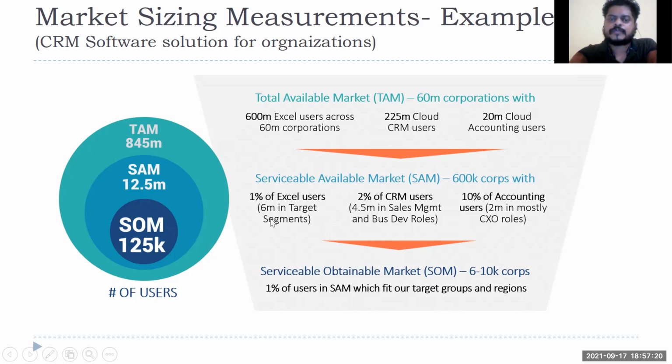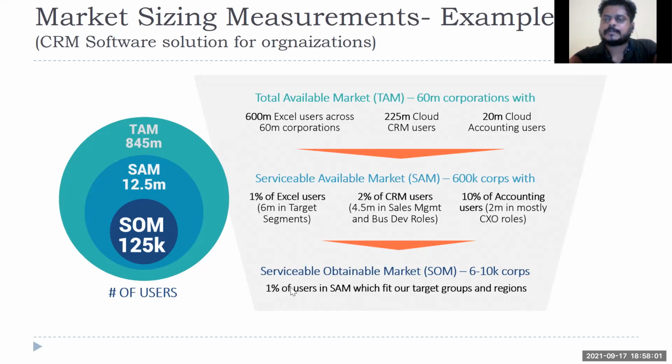Out of 60 million corporations, you find out 1% of Excel users might use your software, 2% of CRM users, so 2% of this total 225 million users, and 10% of accounting users, 10% of 20 million is 2 million. So this is how you calculate. Out of 600 million, only 1%, that is 6 million Excel users. Out of 225 million CRM users, you know that you can address around 2% of them. Similarly, from cloud accounting users, you are looking into 10%, so around 2 million users.